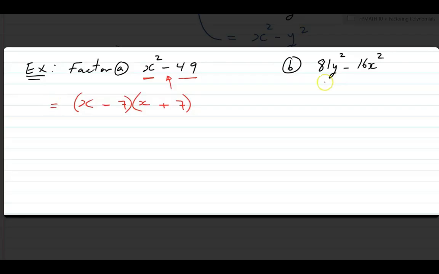Let's look at example B. Same idea again. Let's first check perfect squares, numbers and the variables. So that is two brackets opened up. First one will have a 9y in there, and so will the next one. And the second part of each of the brackets will have a 4x and 4x, because 4x times 4x is 16x squared.